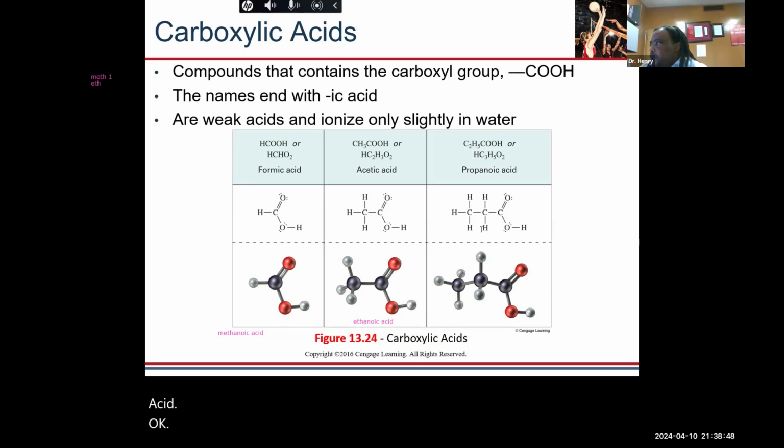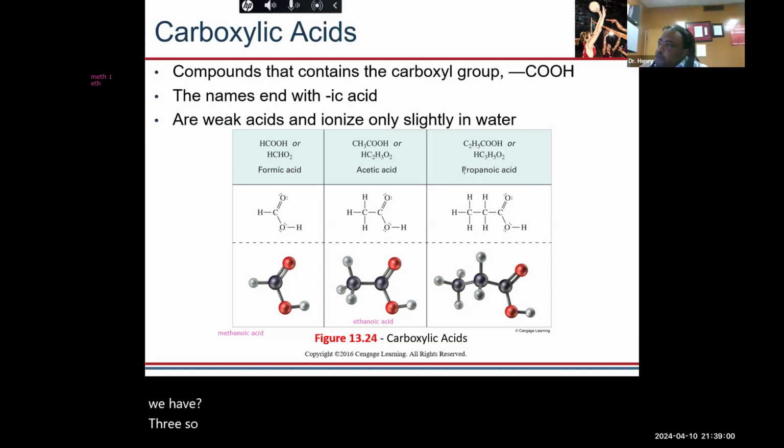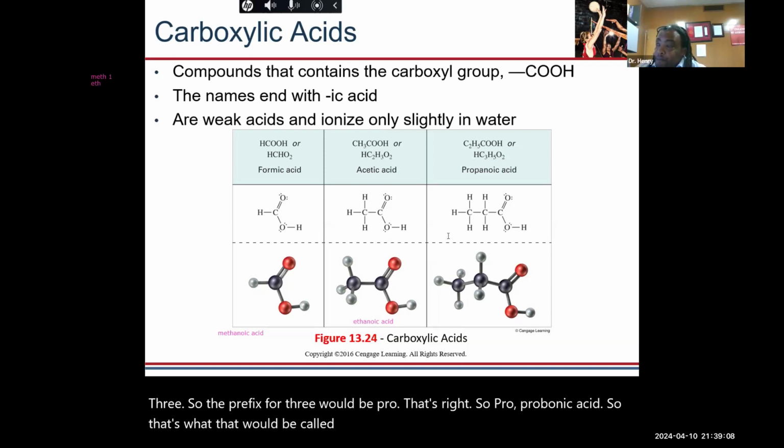This one doesn't have a common name. It only has its IUPAC name. How many carbons do we have? Three. So the prefix for three would be prop. So that would be called propanoic acid.